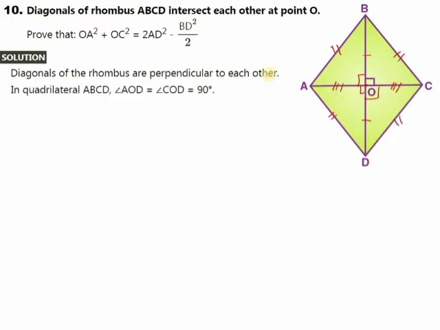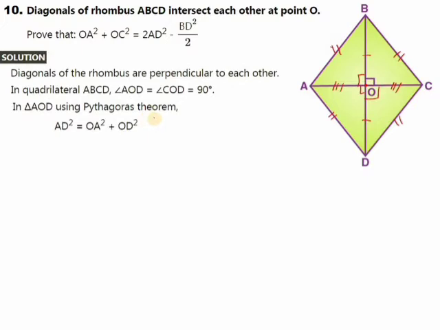Now in quadrilateral ABCD, angle AOD is equal to angle COD, which is 90 degrees. As I said, AOD and COD both are going to be 90 degrees each. So in triangle AOD, in this triangle, this is 90 degrees, so the side opposite to this, that is AD, becomes your hypotenuse. So if you apply Pythagoras theorem here, you get AD square equals OA square plus OD square.